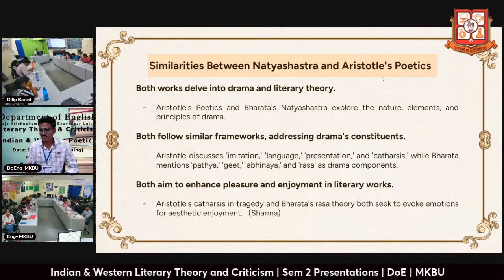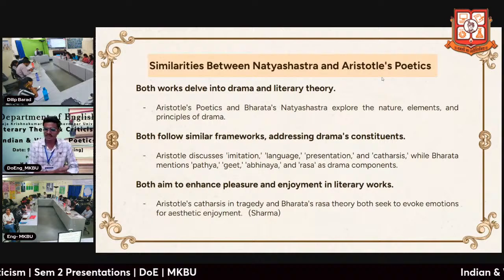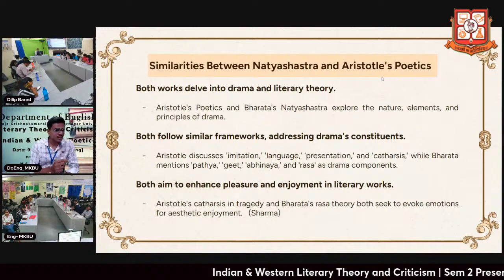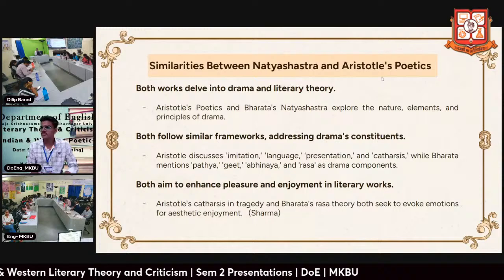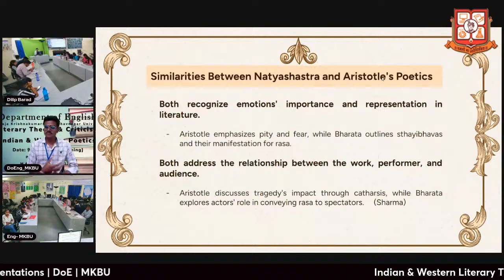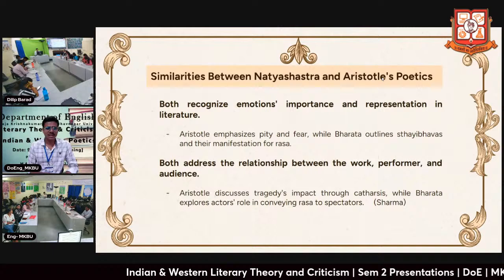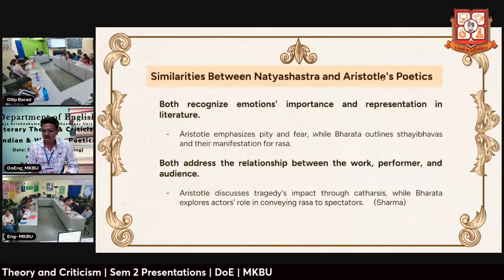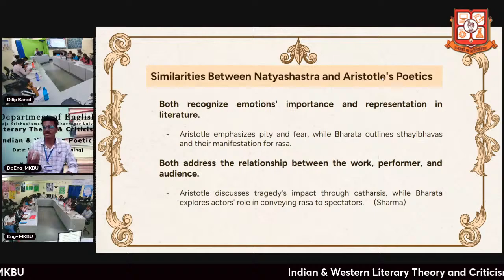Aristotle discussed imitation, language, presentation, and catharsis, while Bharata mentions the Pathya, Geet, Abhinaya, and Rasa, as we have discussed before. Both aim to enhance the pleasure and enjoyment in literary works, like the theory of catharsis and rasa nishpatti we can find. Another similarity is both recognize the importance of emotion in the representation of literature.